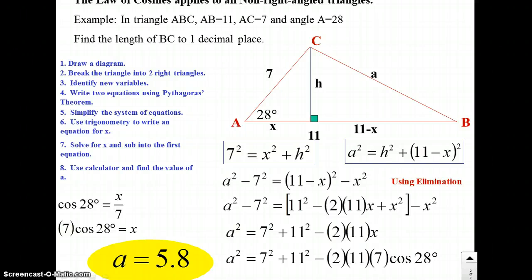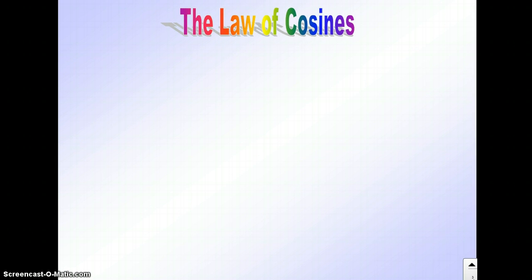Now again, that's a lot of work. And do I have to go through these steps every single time I see a triangle that doesn't have a right angle in it and that I can't use the sine law? Absolutely not. But this is how the cosine law was developed. And we will use the cosine law from now on in these situations and not have to go through all those steps.